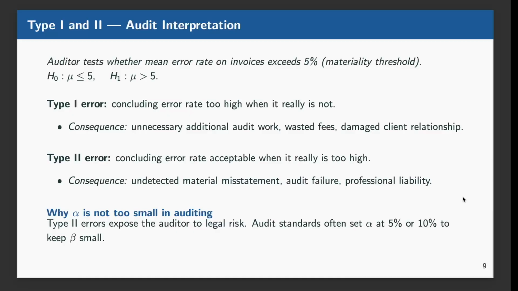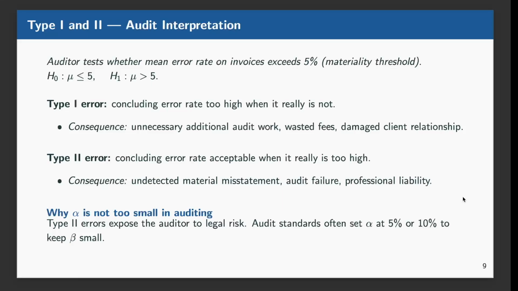A type 2 error means concluding the error rate is acceptable when it is actually too high. The consequence here is far more serious. An undetected material misstatement slipping through, a failed audit, and real professional liability landing on the auditor's shoulders. That underlying asymmetry between the two consequences is precisely why auditing standards set alpha at a relatively generous 5%, or sometimes even 10%, rather than squeezing it down as small as mathematically possible. A slightly higher chance of a false alarm is simply the price worth paying to keep the far more dangerous misdetection error small. Are you comfortable with that trade-off?